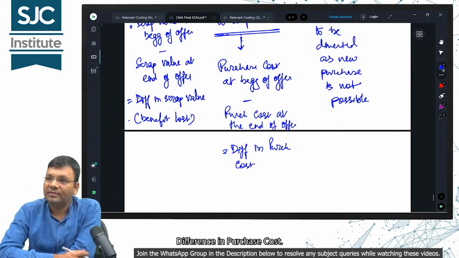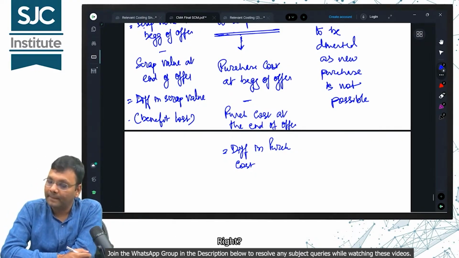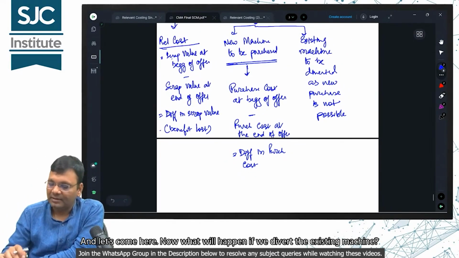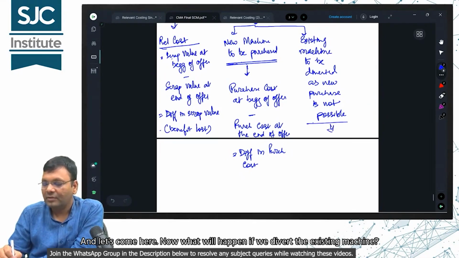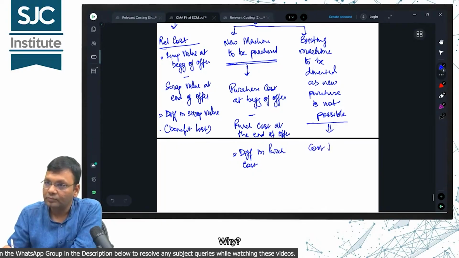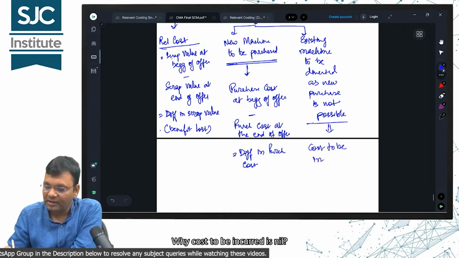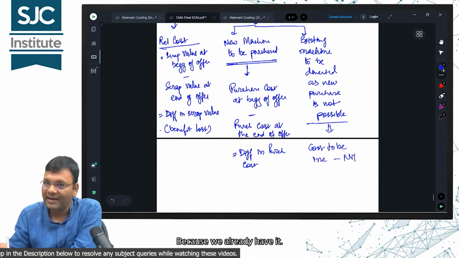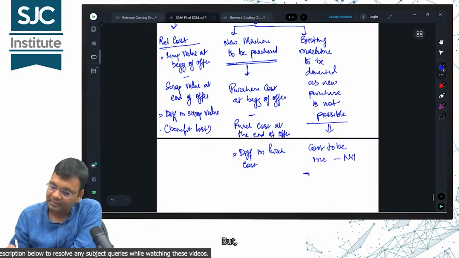Difference in purchase cost. It's a bit unique, right? And let's come here. Now, what will happen if we divert the existing machine? Cost to be incurred is nil. Why is the cost to be incurred nil? Because we already have it.